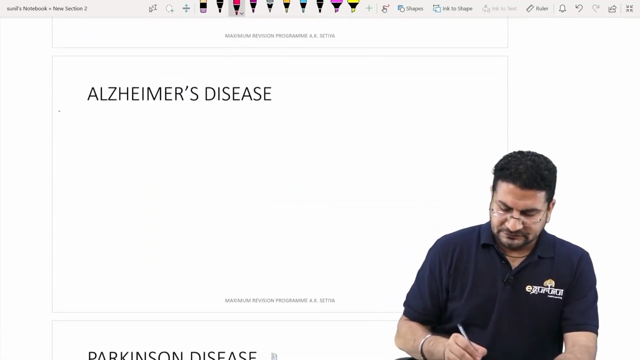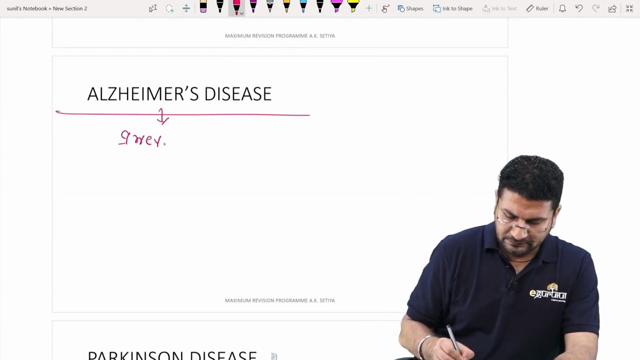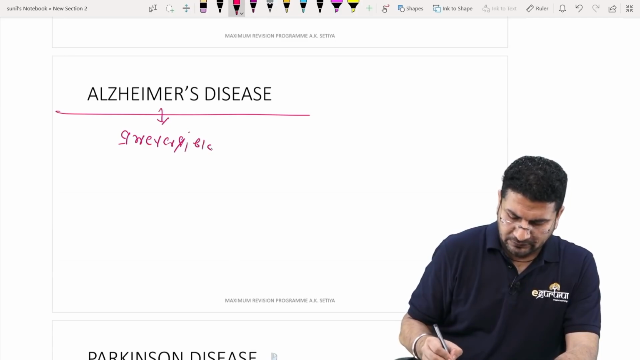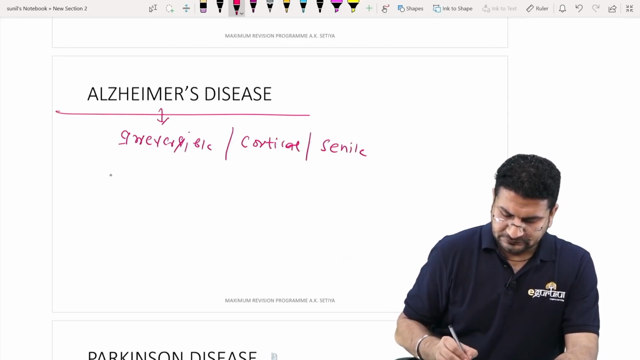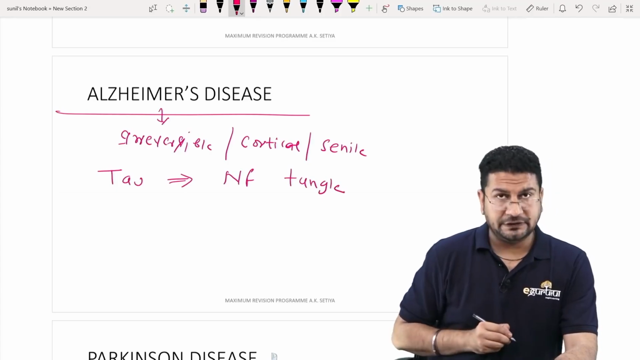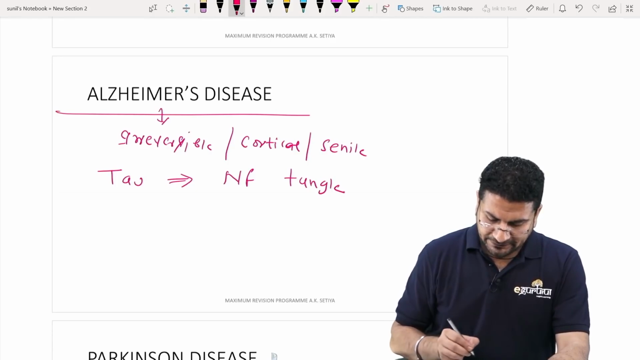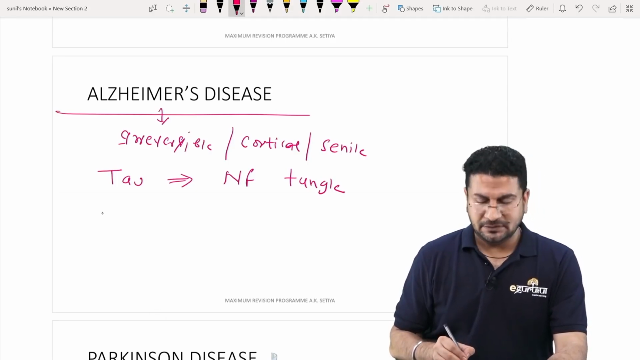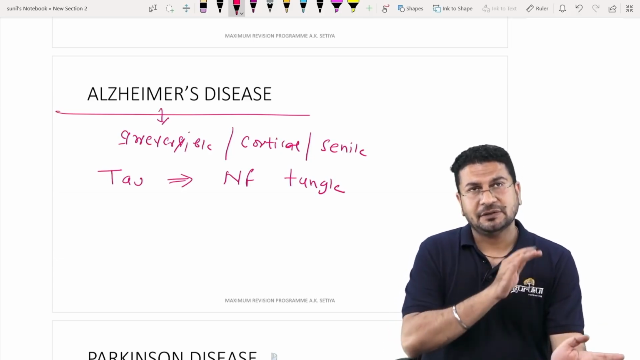Alzheimer's disease, remember, this is also called irreversible cortical senile dementia. The protein that is accumulated is tau protein. This tau protein will form neurofibrillary tangles. And if I say this neurofibrillary tangles, the more the tangles, the more severe is the disease. In Alzheimer's disease, you will notice the patient is having progressive memory loss over a slow duration. There is dementia, meaning memory loss, amnesia plus some cognitive defects.